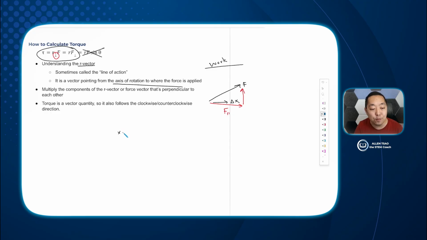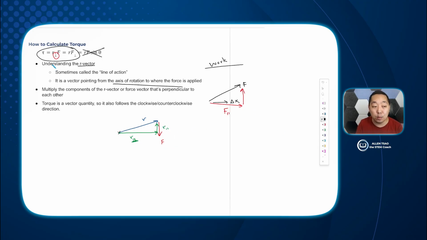So for example, if I have an R vector that points this way and a force vector that points this way, I don't care about the component of the R parallel to the force. I care about the component that is perpendicular to the force, because when we were causing this rotation, it has to be at a right angle to something. It was not a right angle to the pen necessarily, but this R vector. So this is the R parallel, and this is the R perpendicular. We care about the perpendicular component.